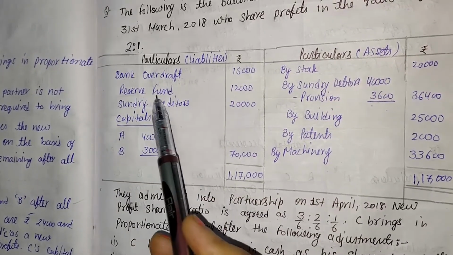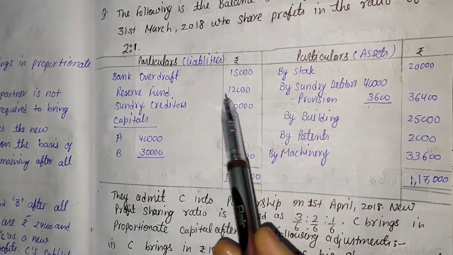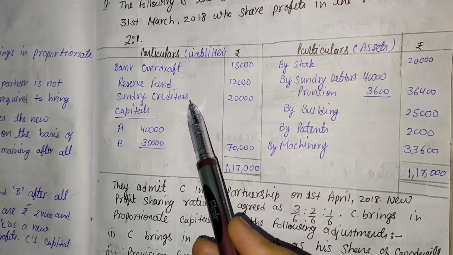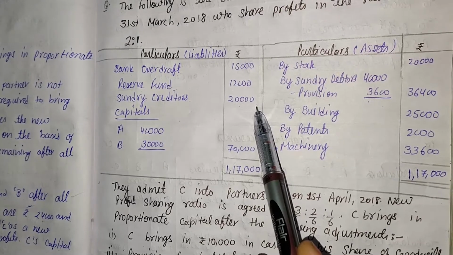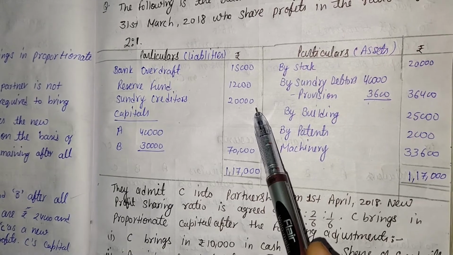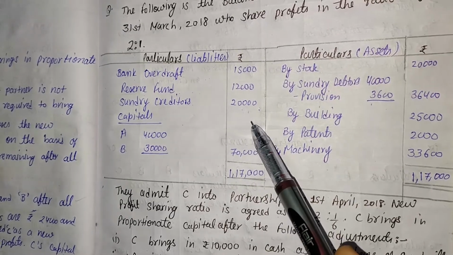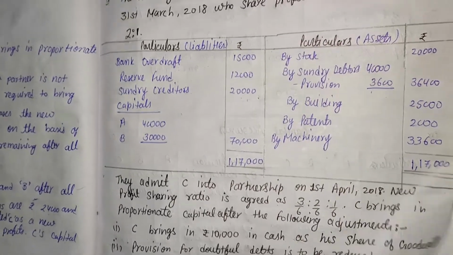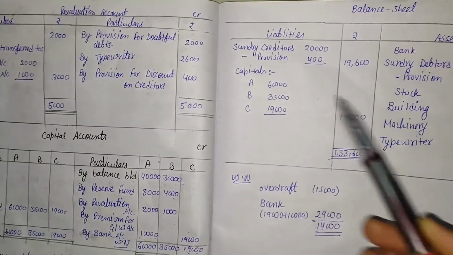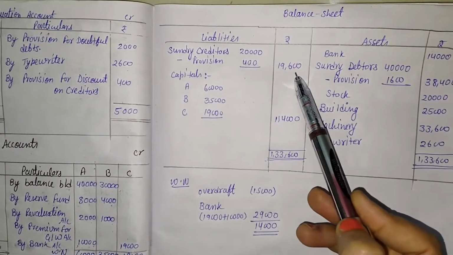The second point is reserve fund. Reserve fund is already distributed, which means it is not mentioned in the new balance sheet. The third point is sundry creditors, that is 20,000. In the additional information, we find the value of creditors decreased by 2%, that is rupees 400. So 20,000 minus 400, that is 19,600. Here it is, sundry creditors.